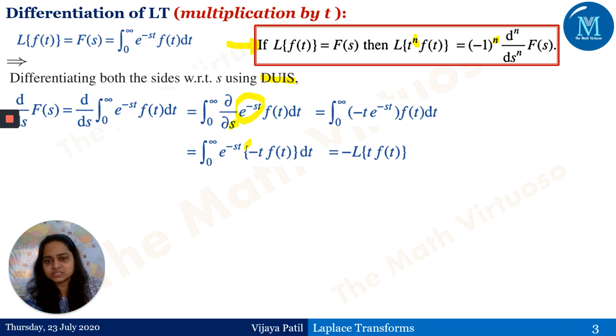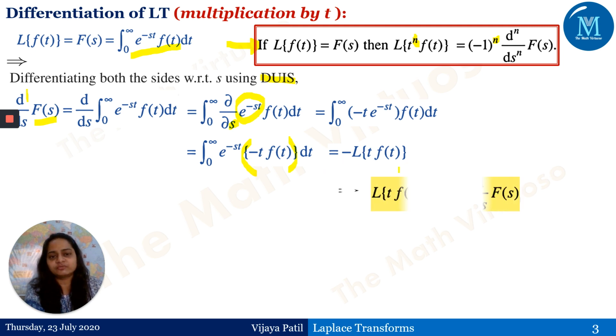So we have clubbed this minus t into f of t together to write this, as per the definition of the Laplace transform. The minus sign has come out because of the linearity property, and we have got the Laplace transform of t into f of t. What we have done, we have started here with the first differentiation. So we have differentiated this F of s only once, and we have got it as minus times Laplace of t into f of t.